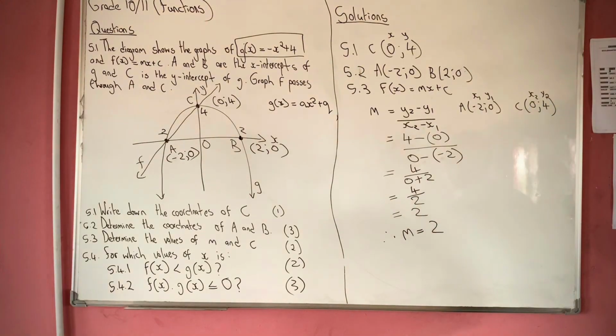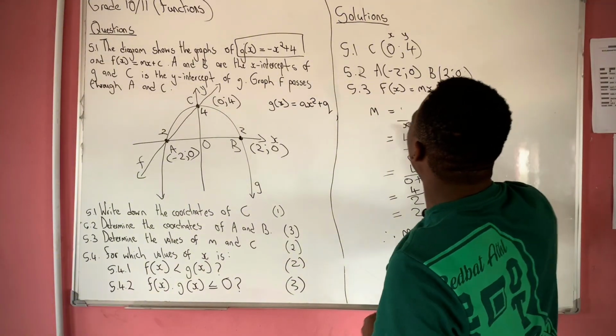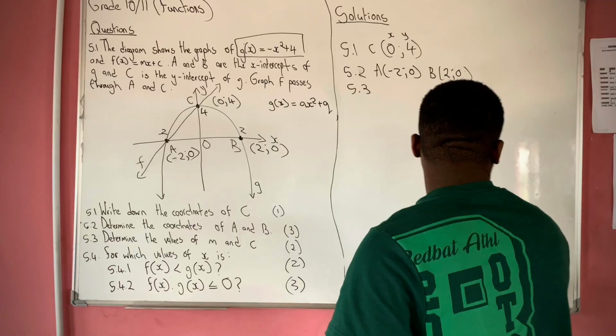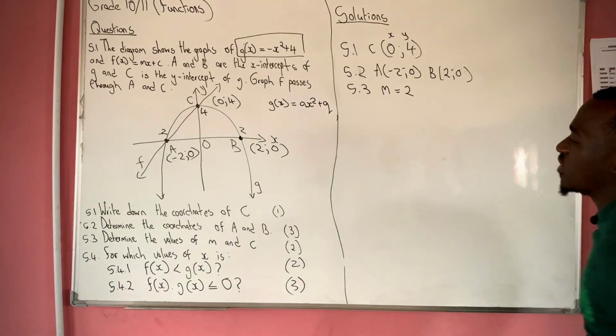Then we have our value of m now. I'm going to remove all these calculations again and write our value of m, answering the question in a proper way. So now our m is equal to 2.